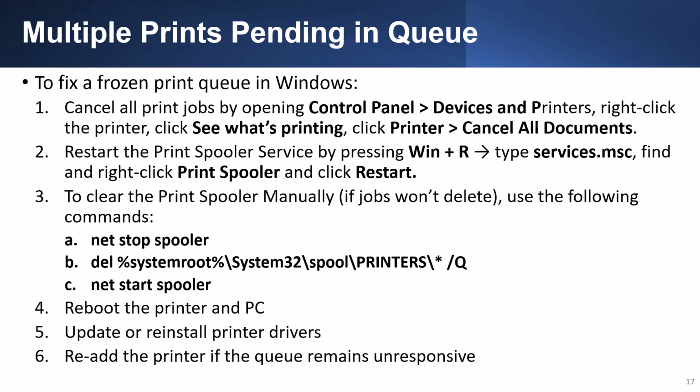To fix a frozen print queue in Windows, cancel all print jobs by opening Control Panel, Devices and Printers, right-click the printer, click See What's Printing, click Printer, and cancel all documents. Restart the print spooler service by pressing the Windows key plus R, typing services.msc, finding and right-clicking the print spooler, and clicking Restart. To clear the print spooler manually, if jobs won't delete, use the following commands.